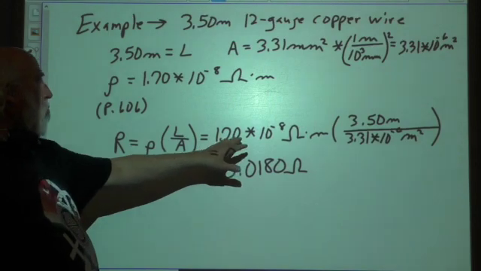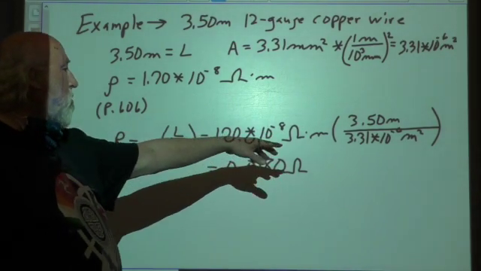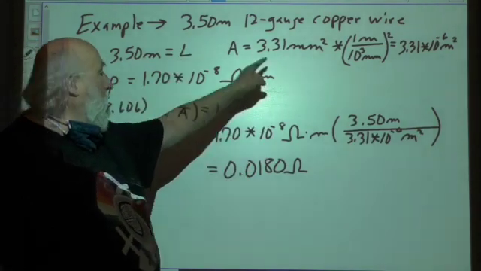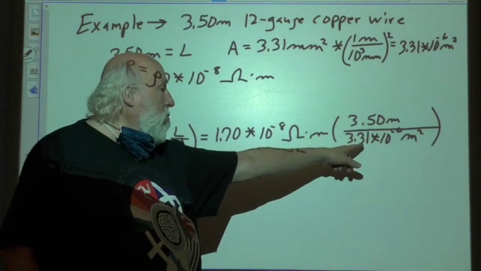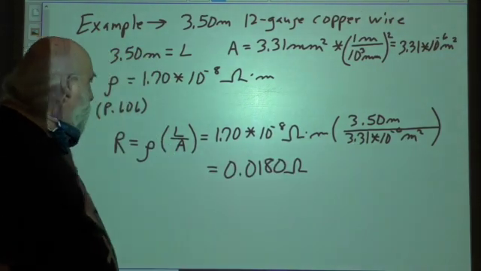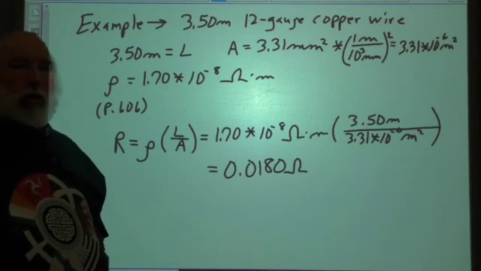We said rho is 1.70 times 10 to the negative 8 ohm meters, times the length, 3.5 meters, and the area expressed in square meters, 3.31 times 10 to the negative 6, and we get an answer of 0.0180 ohms.